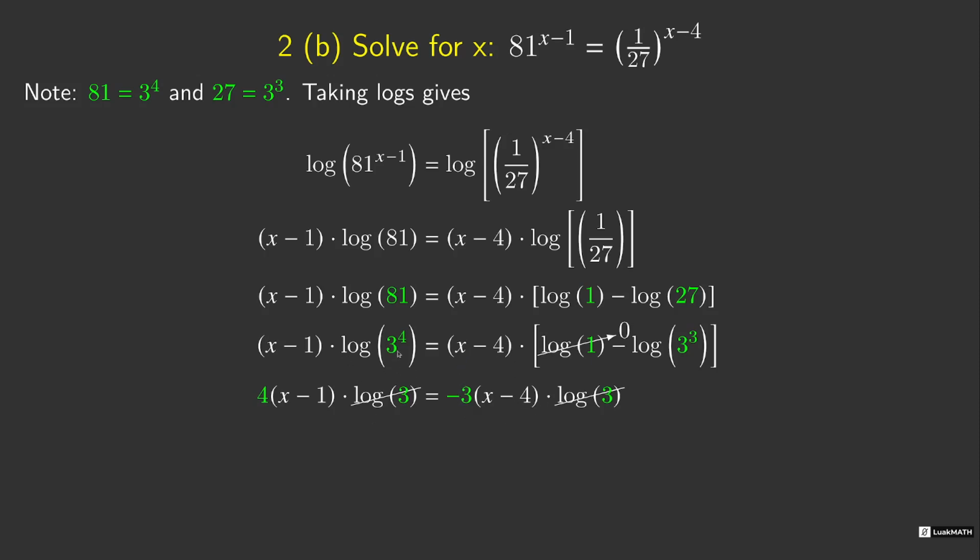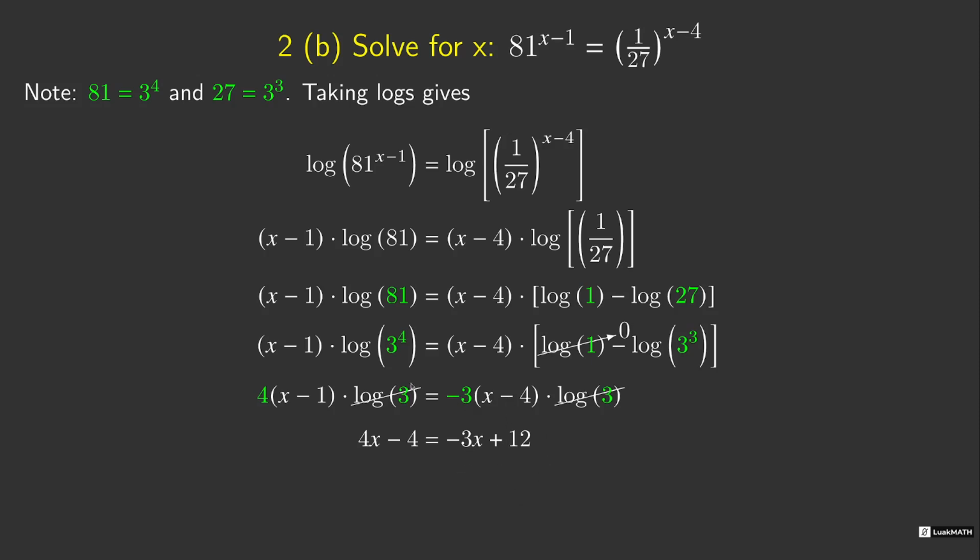And then you will see that now you have log of 3 on both sides. So now I can cancel those, I can cross them out. And you have this beautiful equation, 4 times x minus 1. You open the bracket like this, so you get 4x minus 4 on the left hand side. You also open the bracket on the right hand side, you get minus 3x plus 12, because the minus sign and minus sign cancel, so you get a plus here.